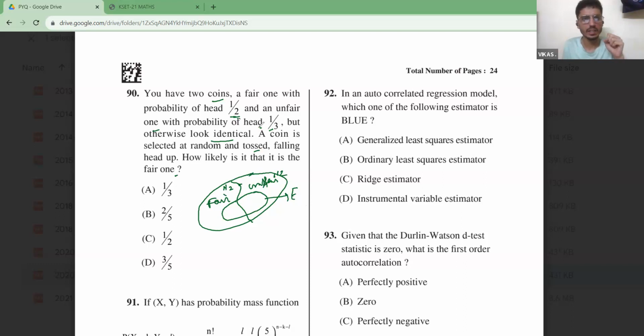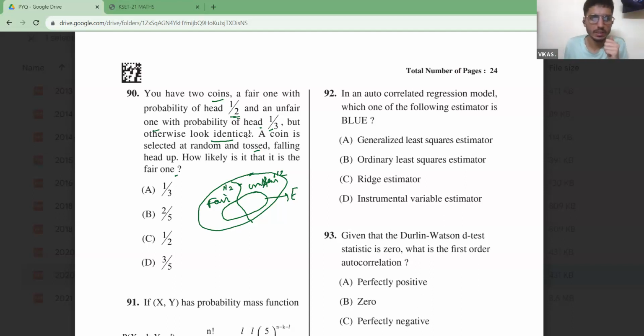Okay, you have 2 coins. Let me read the question again. You have 2 coins, a fair one with probability of head 1 by 2, and an unfair one with probability of head 1 by 3. If you flip this coin, probability of getting head is 1 by 2. If you flip this coin, probability of getting head is 1 by 3. When you have the coin in your hand, they look the same. And when you have to toss, you can choose anyone, this one or this one. They have the same probability of being chosen. After choosing the coin, you are going to toss, and then the probability is different.